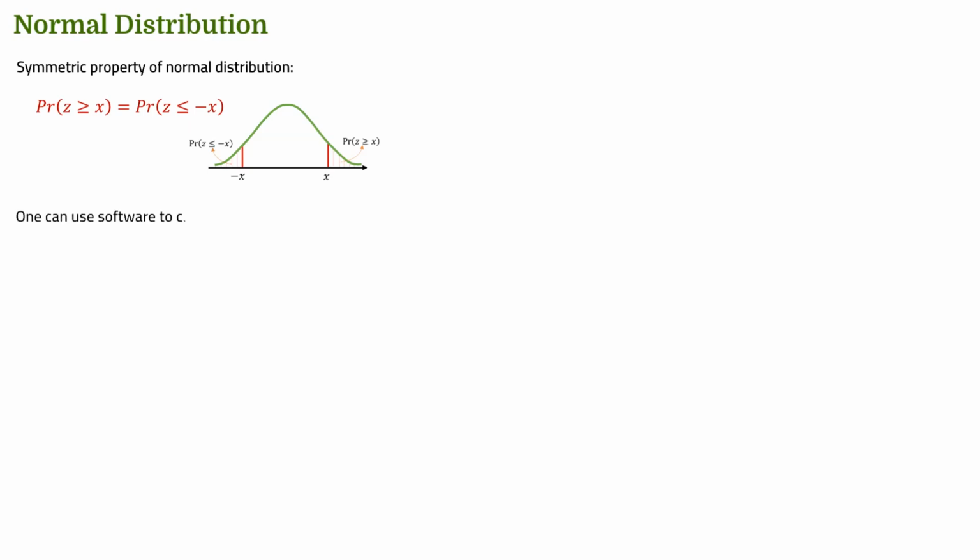More on normal distribution, the symmetric property of normal distribution. As you can see in this figure, we have x and minus x. Probability of Z greater than x is the same as probability of Z less than or equal to minus x. One can use software to calculate alpha if Z alpha is known, and calculate Z alpha if alpha is known.